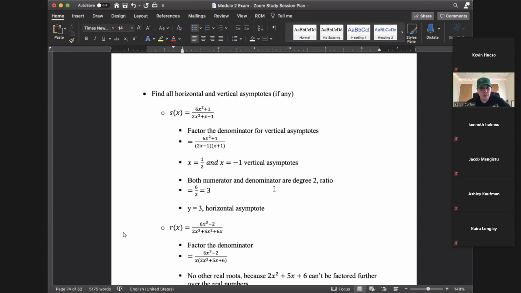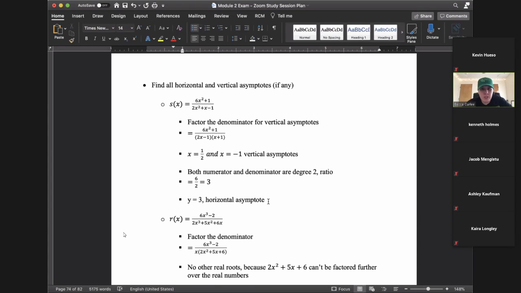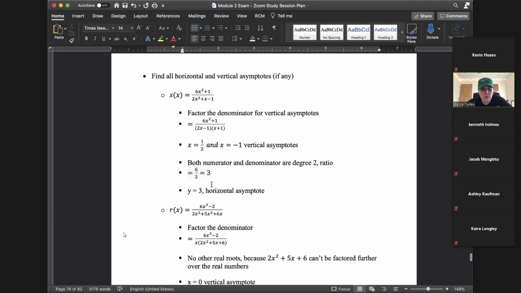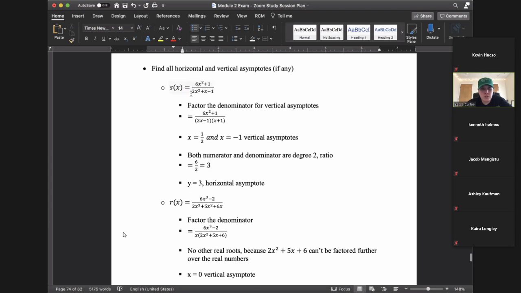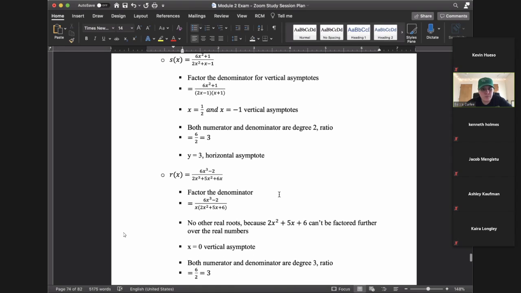Both the numerator and the denominator degree are 2, because we've got 6x squared and 2x squared. Since they're equal, we're going to take a ratio of those leading coefficients. So it's going to be 6 over 2. Ratio of the leading coefficients, that's going to be 3. So y equals 3 is a horizontal asymptote.